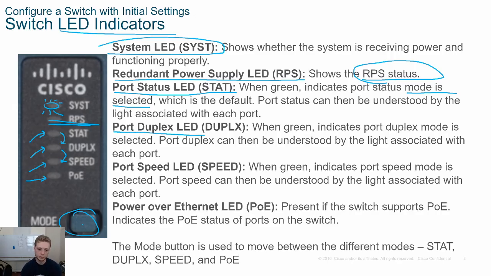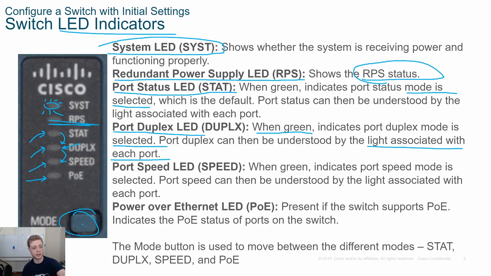So if we have duplex mode selected, the port LED being green indicates duplex mode is selected. This duplex light here is green. Then we can understand the light associated with each port, depending on which one is selected here. Say, for instance, status. If status is selected here, then all of the ports, because each port has an interface, each port has an LED, excuse me. Each one of those will reflect the status of that port.